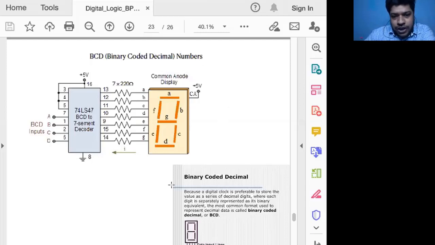Okay, so I hope you really understood BCD language. BCD क्या होता है? So ये थोड़ा सा यहाँ पे ये भी लिखा है because the digital clock is preferred to store the value as a series of digital numbers. When each digit is separately represented as this binary equivalent, the most common format used to represent decimal data is called binary coded decimal (BCD). ये थोड़ा सा कहो कि एक technical definition.